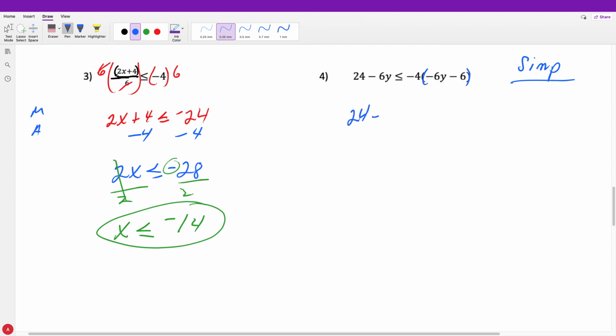So now I have 24 minus 6y is less than or equal to. So I'm distributing this negative in. So this gives me positive 24y plus 24. Now, you might look at this and say, well, we're multiplying by negative. Why aren't we flipping the inequality? We need to multiply both sides by that negative.